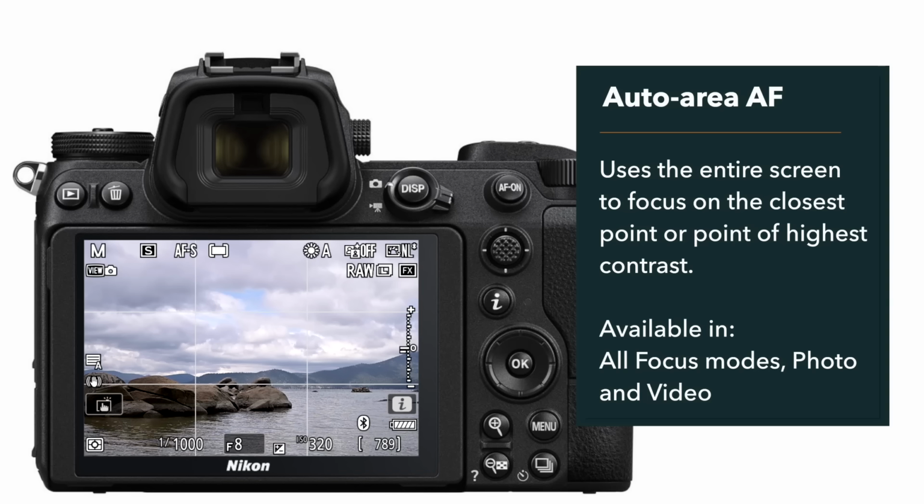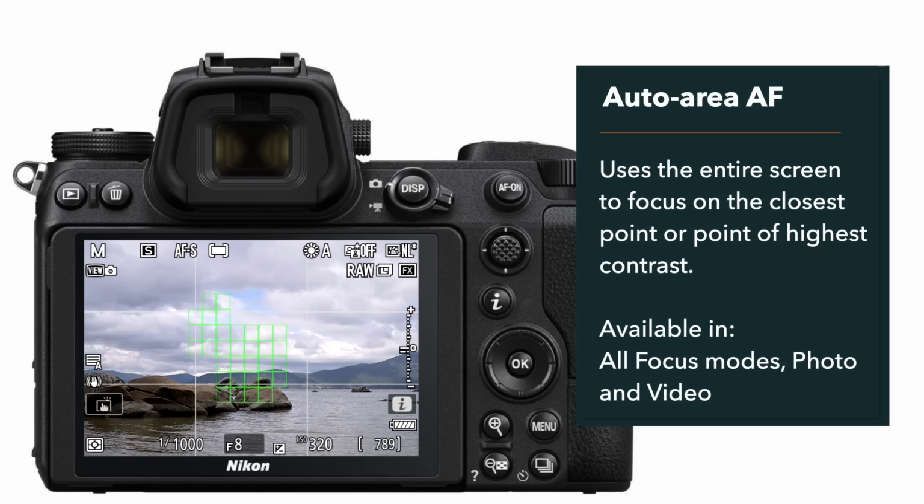If you're photographing landscapes and you don't necessarily have a multi-layered landscape like a really close foreground subject and a midground and a background subject, you can just go to Auto Area AF. It'll grab onto whatever is closest or has the highest contrast, and lock focus onto that. The focus indication is going to be slightly different. You're going to see all those green boxes where the camera has locked focus.